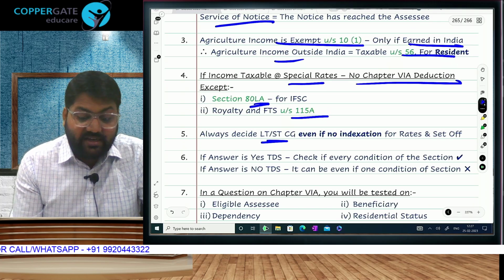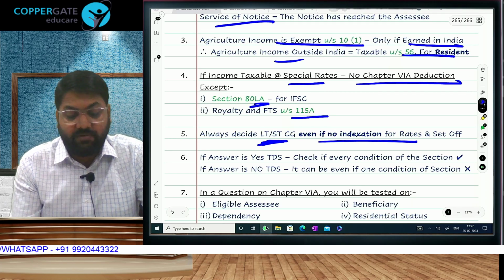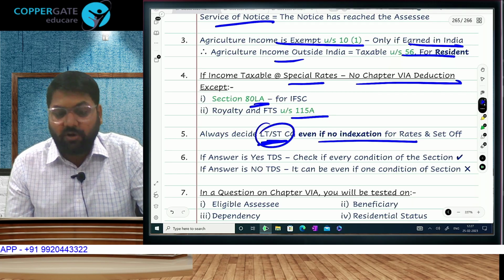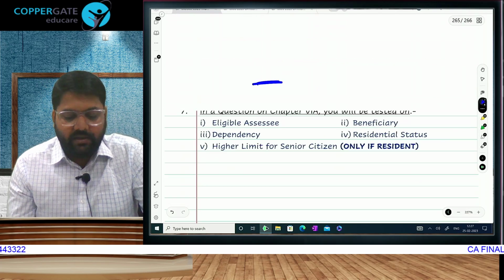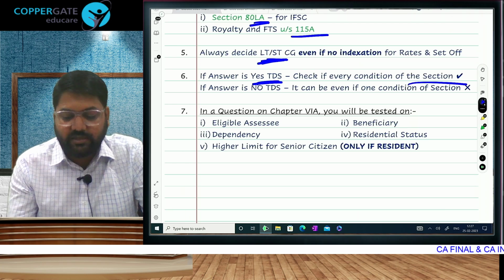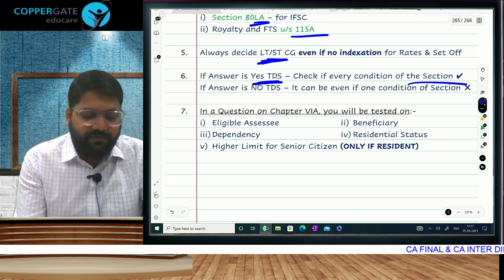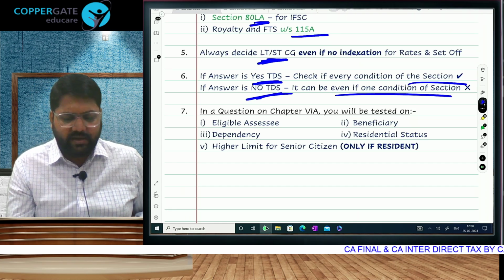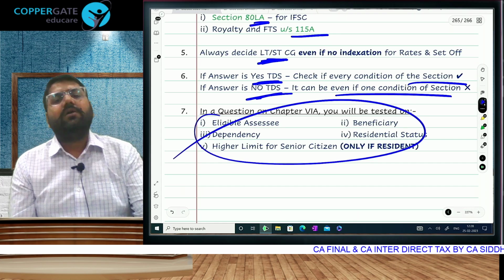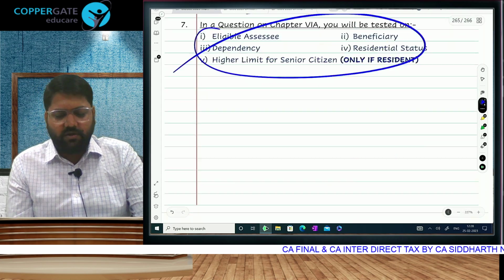Any income at a special rate, no chapter 6A, but 80LA is allowed, and royalty, FTS under 115A you can take. Always decide long term, short term, even if no indexation, because the rate of tax and set of rules will be different. If your answer is yes, there will be TDS, then you have to check whether all the conditions of that TDS section are fulfilled. But if your answer is no TDS, even if one condition is not fulfilled, it can be no TDS. In chapter 6A, you have to be careful about these things while calculating your deduction.